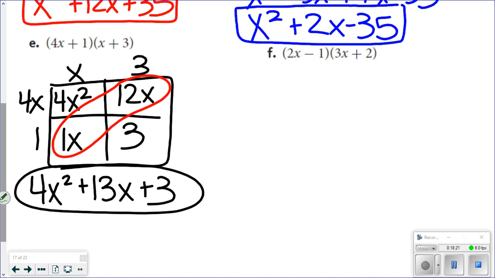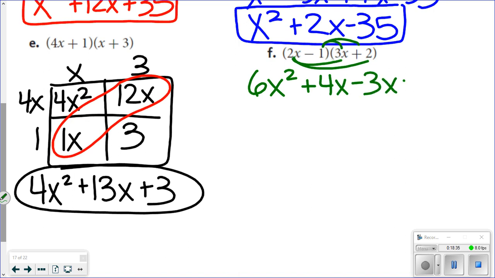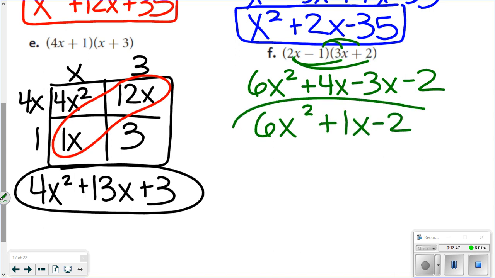First, 2x times 3x is 6x squared. Outside, inside, -1 times 3x. Last, combine our two middle terms, our two x's. And that's our final answer.